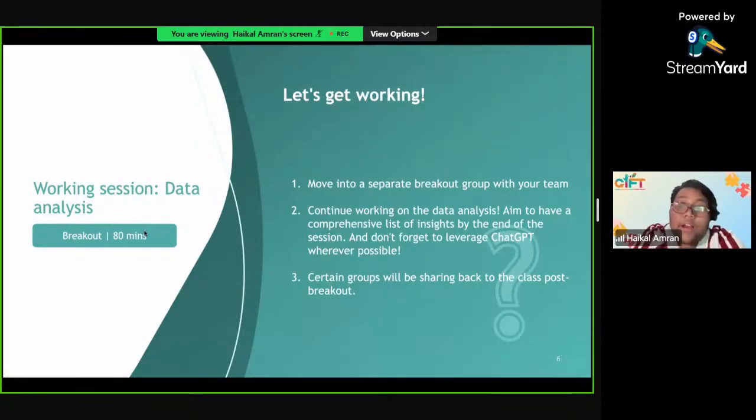Our task is that we will move into a separate breakout room later and continue working on the data analysis that we have worked on since last week. When I enter each breakout room later, I expect to see the data analysis from last week.